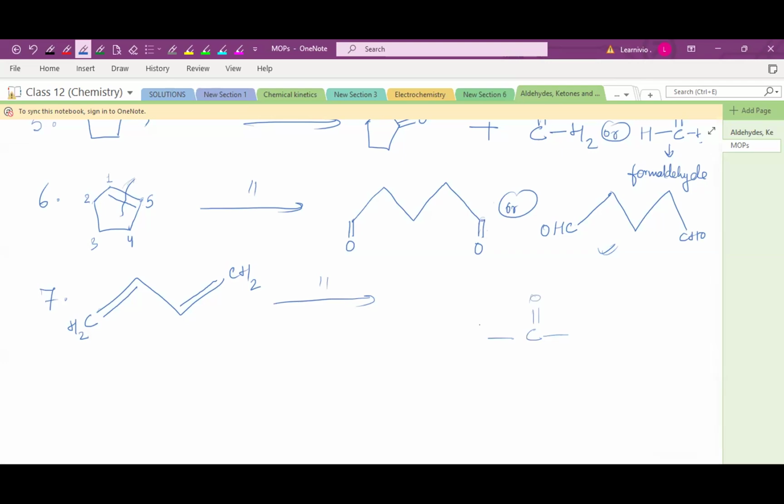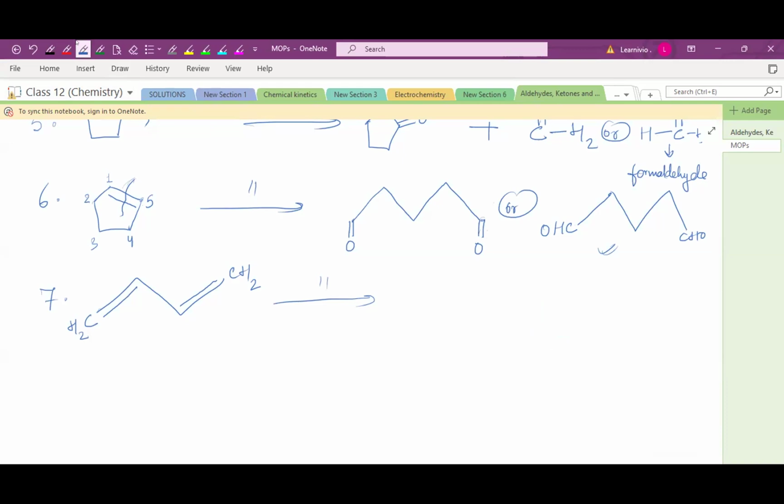Ketone is always in the center. It is not at the terminal position. If it is on the terminal position, then it's an aldehyde, so it has one hydrogen also. Both you can see are on terminal positions. So this is an aldehyde, not a ketone, because this carbon has only one hydrogen, not a methyl group or ethyl. You will get one compound, which is the aldehyde.